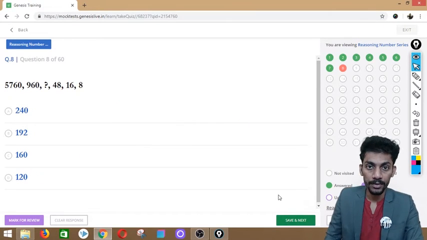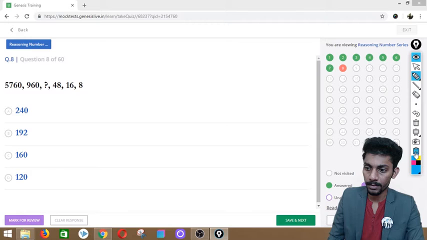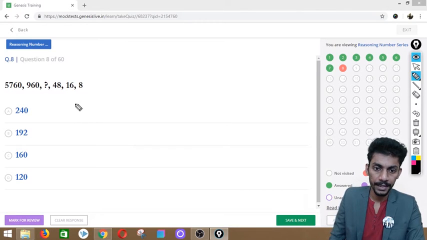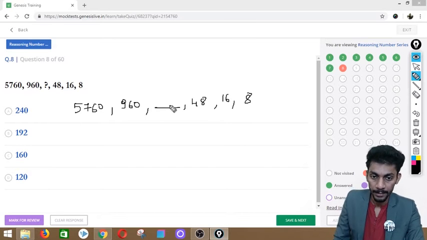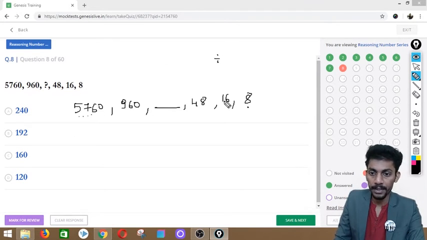Okay. Next question. Question number 8. What does question number 8 say? 5760, 960, a blank, 48, 16, and 8. Okay. Remember one thing here: if you see the pattern very carefully, you had a 4-digit number which has become a single-digit number. That means there is division happening here, because from a huge number it has become a small number.